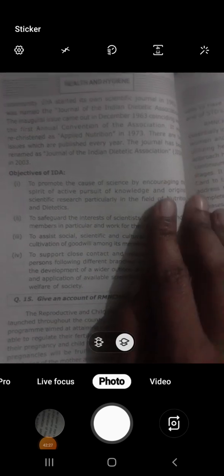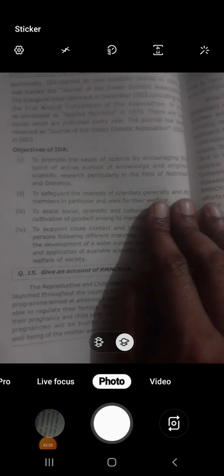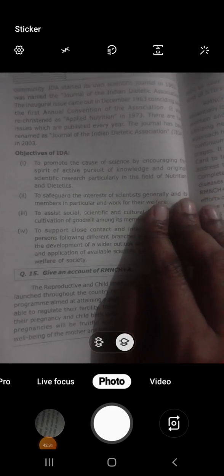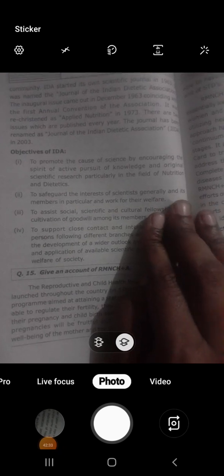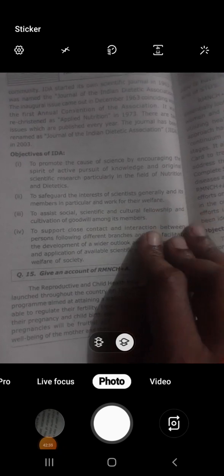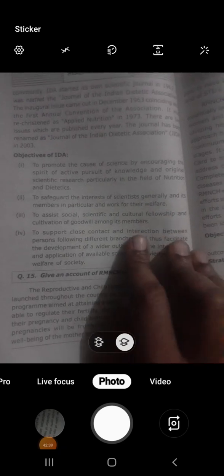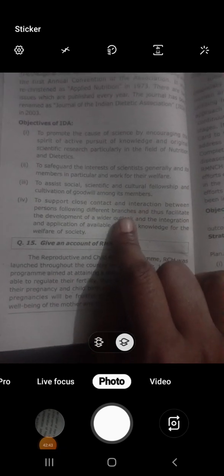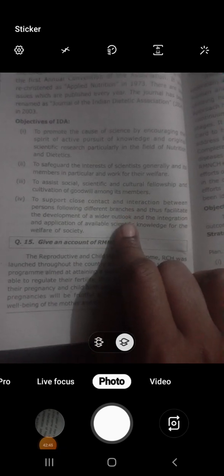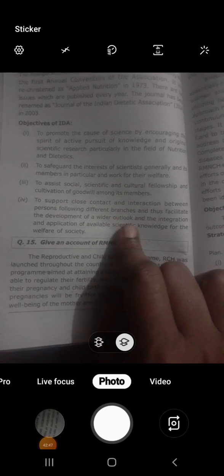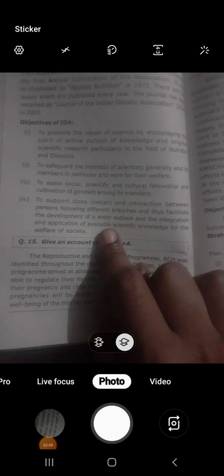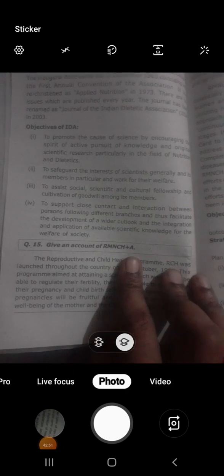And coming to objectives: to promote the cause of science by encouraging a spirit of active pursuit of knowledge and original scientific research, safeguard the interest of scientists generally, assist social, scientific and cultural fellowship, support close contact and interaction between persons following different branches, and thus facilitate the development of a wider outlook and the integration and application of the available scientific knowledge.